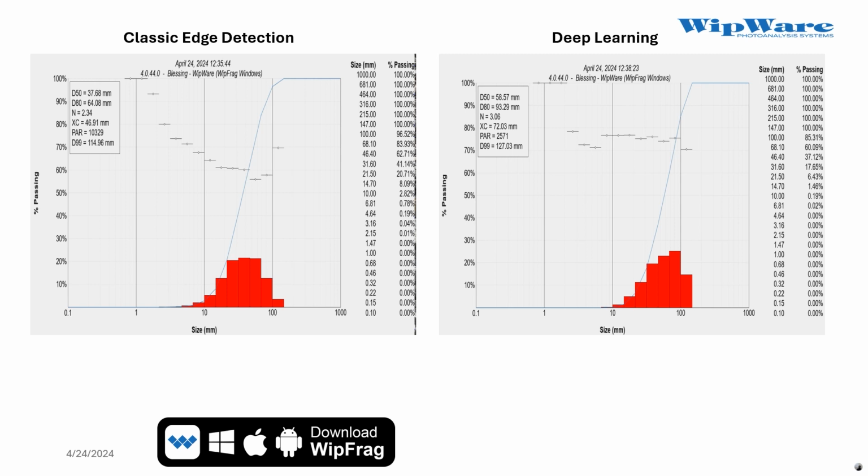The result is actually showing that classic edge detection is underestimating the D80. We have 64.08 millimeter for the D80 particle size, but the deep learning is showing more accurate results at 93.29 millimeter.